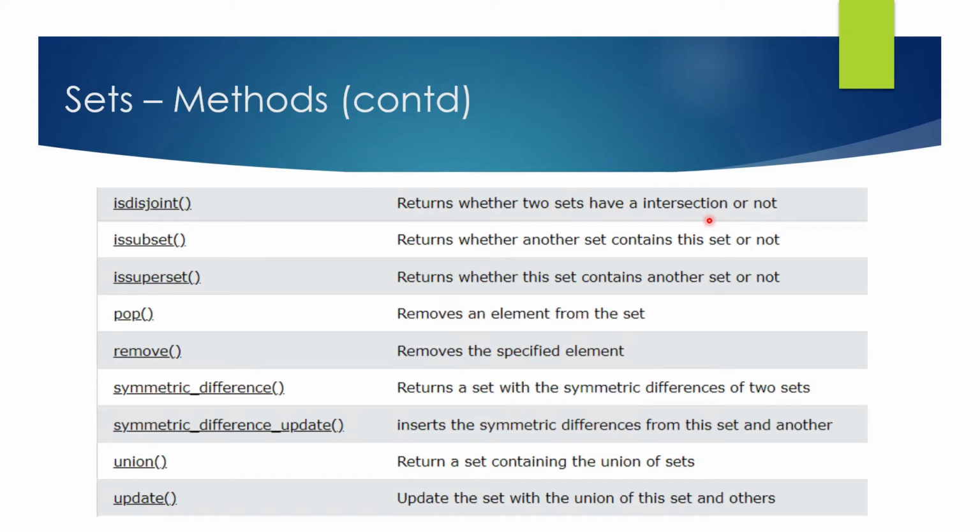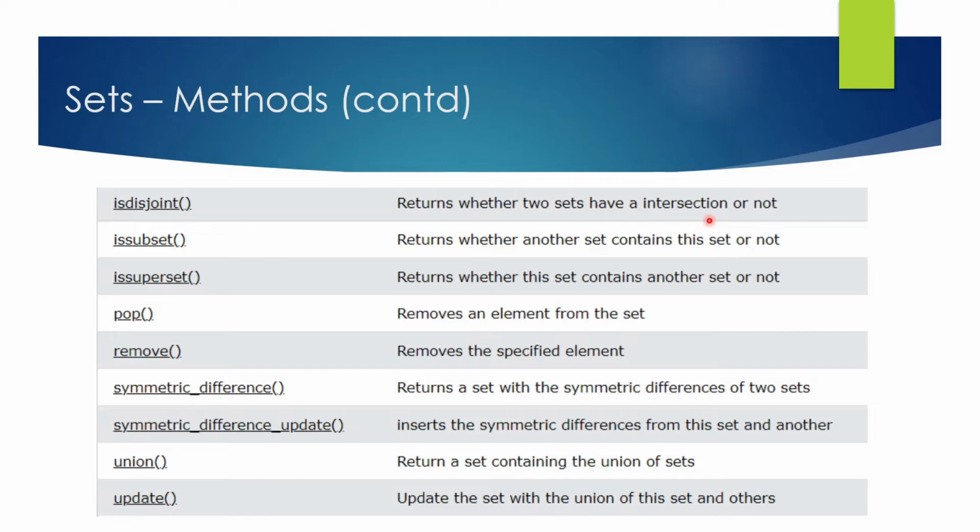Pop is a method to remove an element from the set. Remove is also another way. It removes the specified element, so you have to specify the element for remove and then it will remove it. Symmetric_difference returns a set with the symmetric difference of two sets. Symmetric_difference_update inserts the symmetric differences from the set to another.